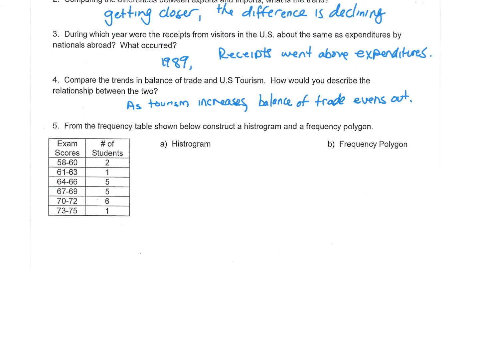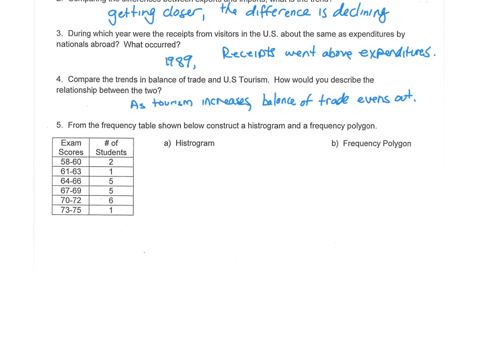Next, from the frequency table shown below, construct a histogram and a frequency polygon. There's a typo; it should be histogram. A histogram is going to have frequency on the y-axis and the values on the x-axis. So this is the frequency. It looks like the frequency goes as high as 6, going by ones.